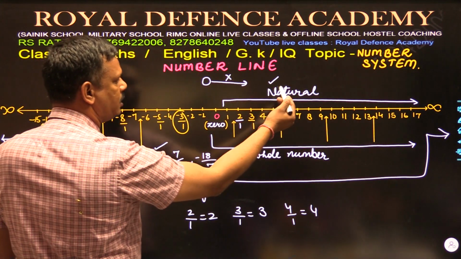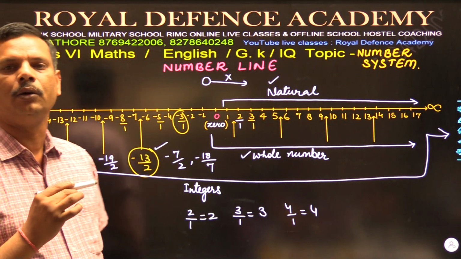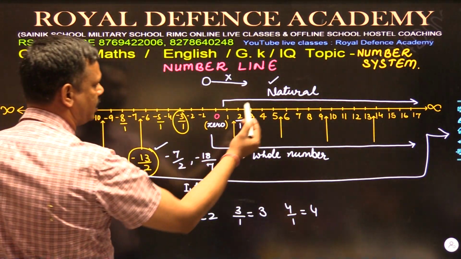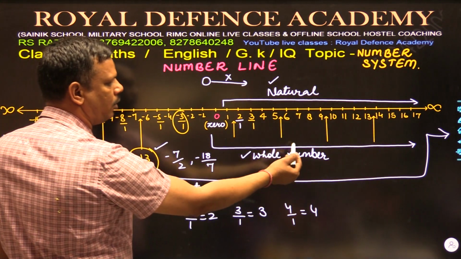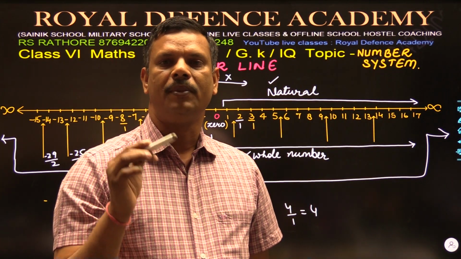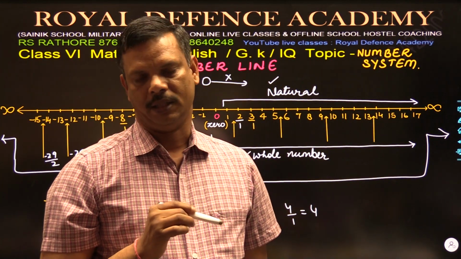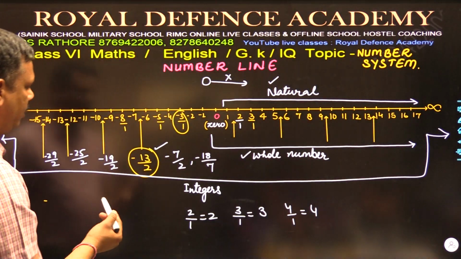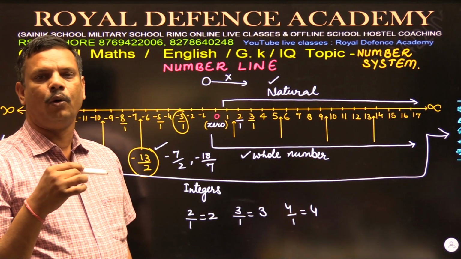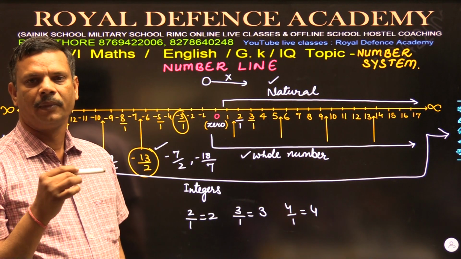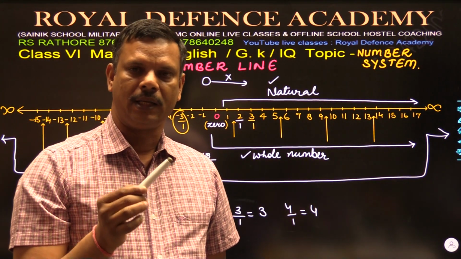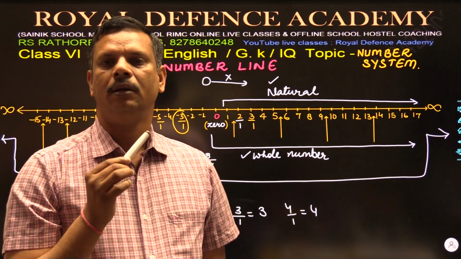Then 0 plus natural numbers and all negative numbers are included in integers. So what we understand is that all the natural numbers are integers, all the whole numbers are integers, because natural numbers and whole numbers are included in integers. Then the next we have rational numbers. A rational number is wider, that means it includes all the natural numbers, whole numbers, integers. That means 0 to infinity and negatives are included in rational numbers.